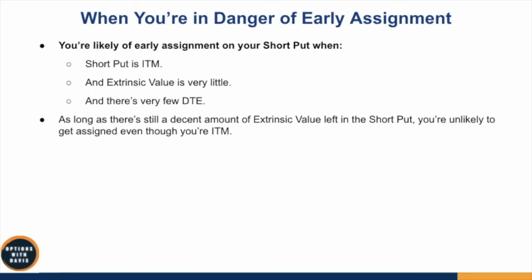So one thing you want to understand is how to avoid this situation in future. This is when you're in danger of early assignment. You're likely to face early assignment on your short put when, firstly, your short put is in the money, the extrinsic value is very little, and there are very few days to expiration. The key thing here is the extrinsic value. As long as there's still a decent amount of extrinsic value left in the short put, you're unlikely to get assigned even though you're in the money. Now, you may not realize this, but early assignment is actually not as common as you think.